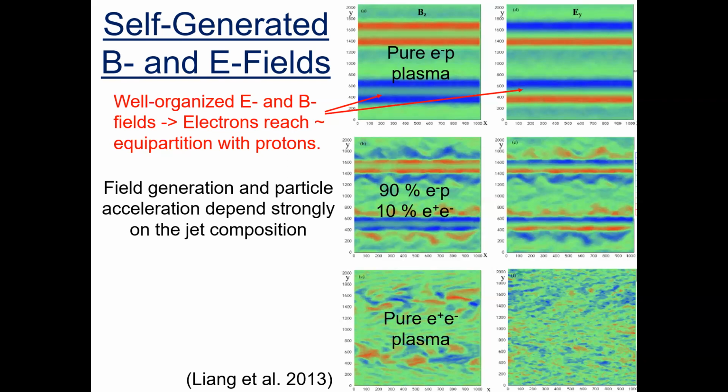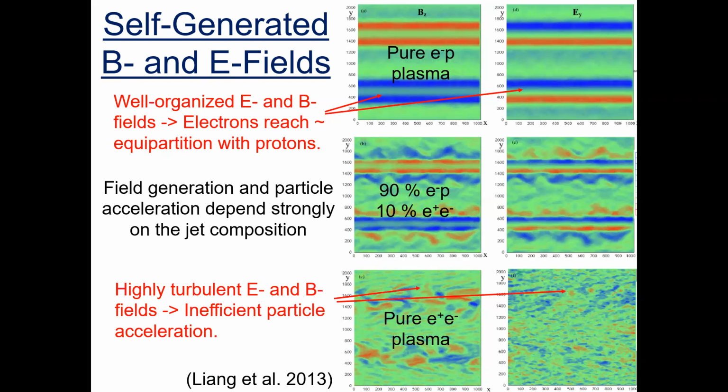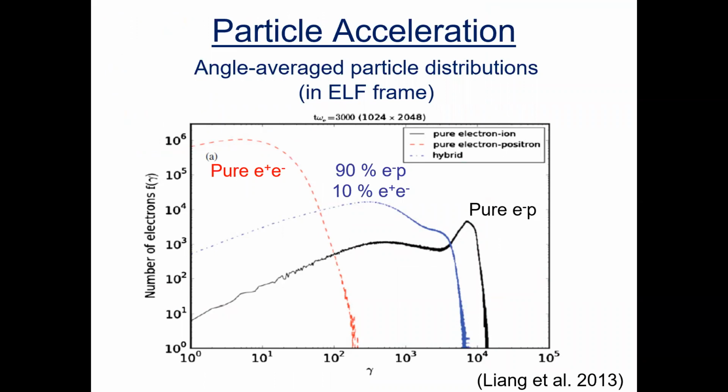If we have a pure pair plasma, then the whole thing actually becomes very turbulent. And there's really no net effect of any acceleration there, as we'll see here. So this is now the energy spectra that come out. The pure pair plasma, where everything just turns chaotic, you don't really have a strong heating effect. But for hybrid or electron-proton plasmas, you really accelerate particles out to high Lorentz factors of 1,000 or 10,000.